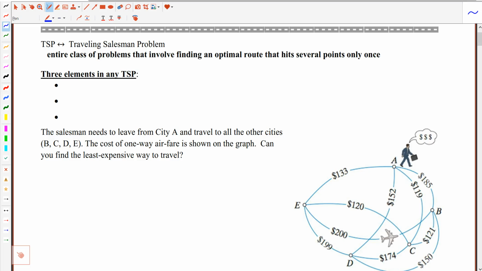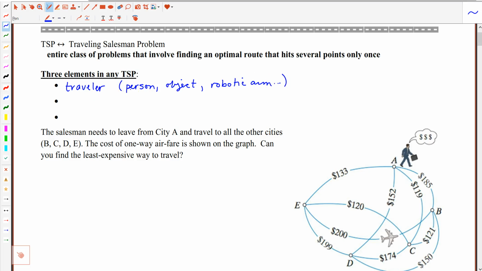One thing these types of problems will have is a traveler. Now, the traveler can be a person, like our salesman. It could be an object or a vehicle, for instance, like a tour bus, or it could even be something like a robotic arm. And there are even more applications than these, but just so you can see, the traveler is not always going to be a person.